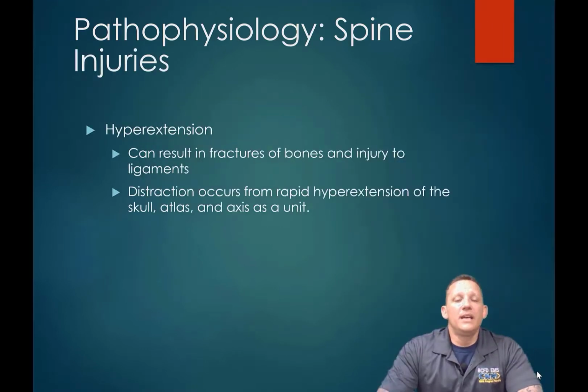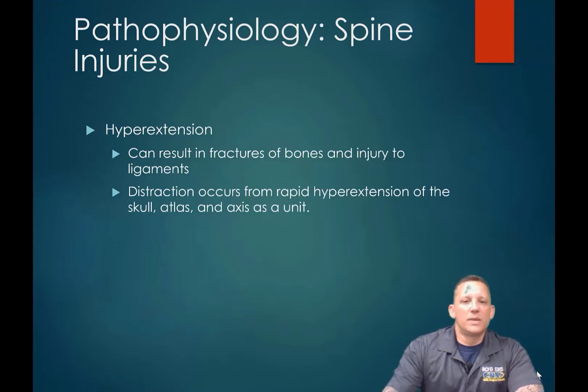Hyperextension. This is usually found in a lot of motorcycle accidents where the back is hyperextended, and it can cause lots of fractures in the vertebrae, and that will cause injury to the ligaments, and then again that swelling around the spinal cord, and this can happen anywhere along the spinal tract.